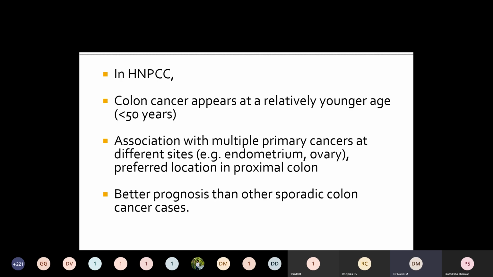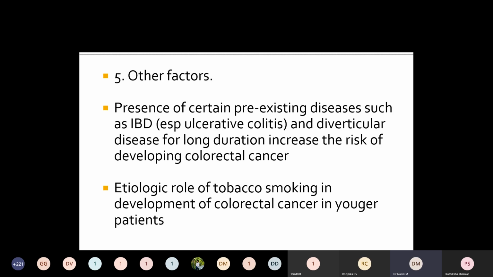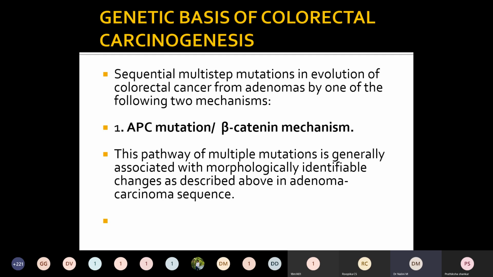It is resulting in DNA instability. So colorectal cancer here appears at a relatively younger age, and there are multiple primary cancers in different sites other than the colon, but the preferred location is the proximal colon. But what is very important is this has a better prognosis than the sporadic colonic cancers, HNPCC. And a pre-existing disease like ulcerative colitis or diverticular disease again increases the risk of colorectal cancer. Again, tobacco smoking has also been implicated in colorectal carcinoma, especially in the younger patients.